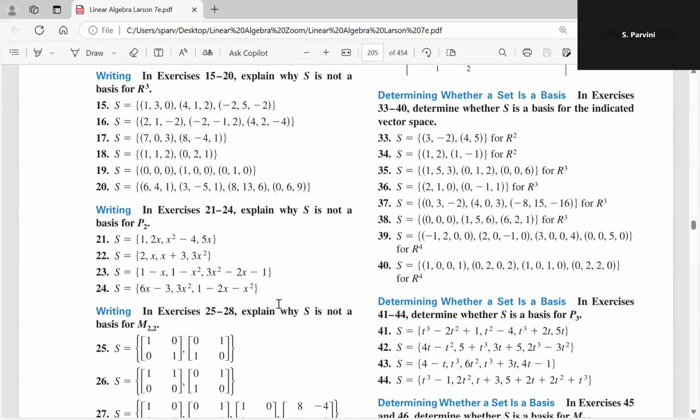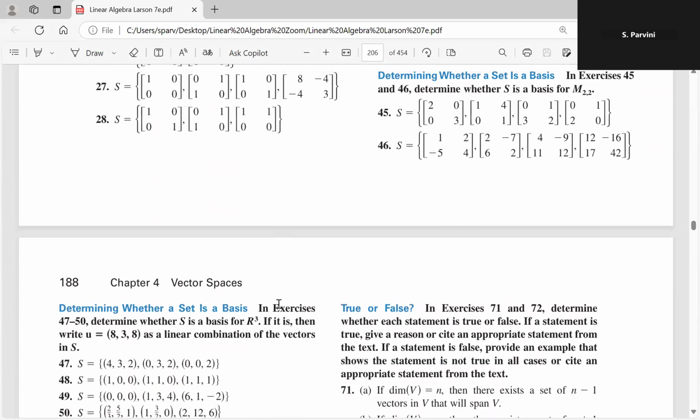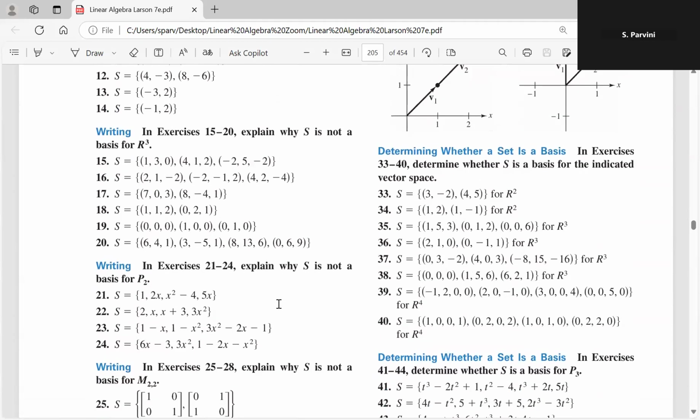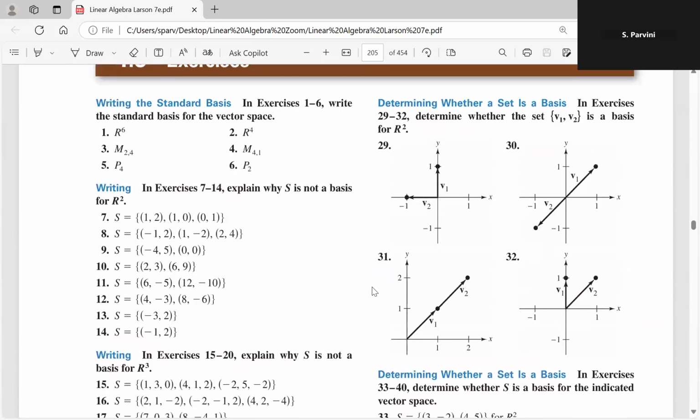Boy, let's see. Again, there are so many of these. How about, okay, now, for example, numbers here, the geometrical one, determine whether the set is a basis. Remember, if the vectors are collinear, it's not a basis. These two are collinear, they're not. And they must be non-collinear for R2, that's simple.